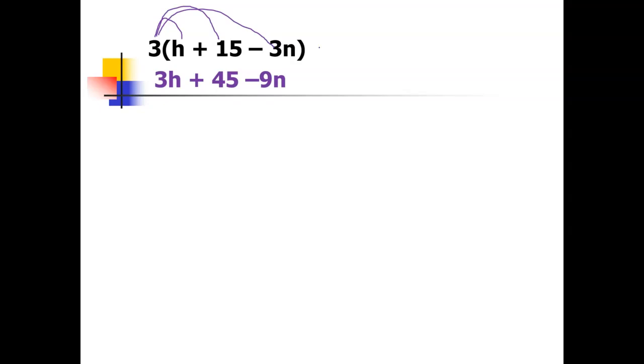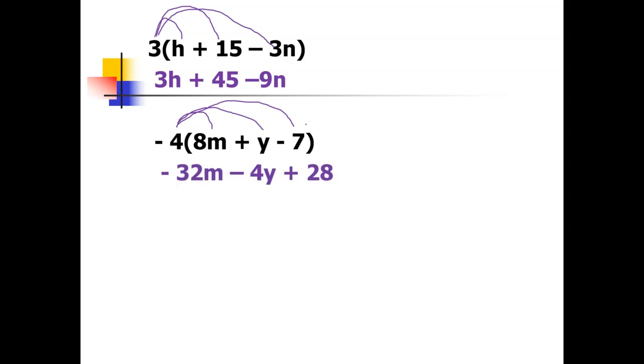Let's try 2 more. Negative 4 times 8m plus y minus 7. First you multiply negative 4 times 8m. That should give you negative 32m. Negative 4 times y will give me negative 4y. One more time, negative 4 times negative 7 will give you positive 28. So using the distributive property, the solution will be negative 32m minus 4y plus 28.